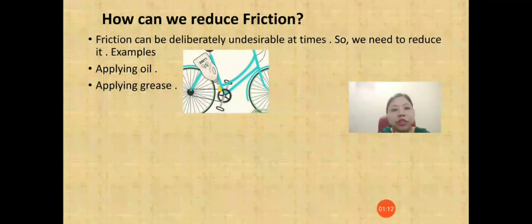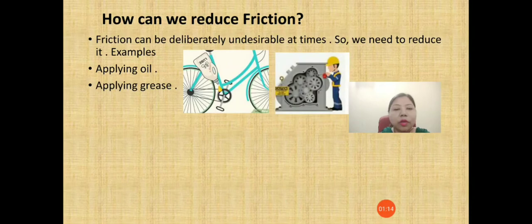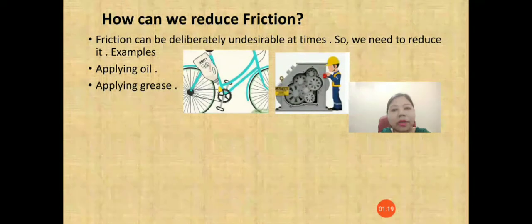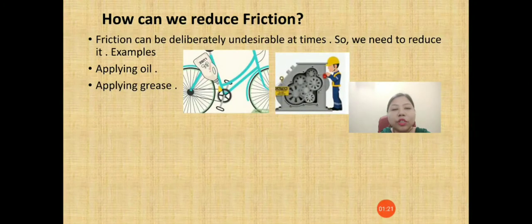We can reduce friction by applying grease also. When machines keep on working for many years, the parts of the machines which are in contact with each other, there is wear and tear between these parts. So it can be avoided by applying grease. So it usually reduces friction and the machine begins to work properly.